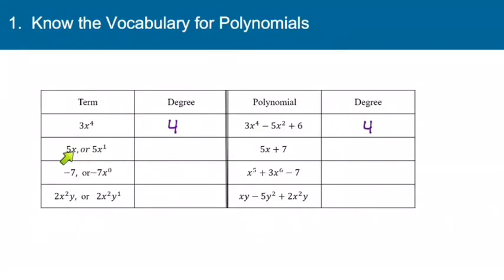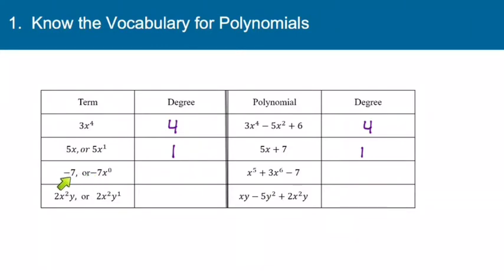Here we have a term 5x, or we know that that could also be written as 5x to the first. So the degree of this term is 1. And when you look over here at this polynomial, 5x plus 7, the degree of this term is 1, and the degree of this term is 0. So the largest degree of any term in this polynomial is 1.